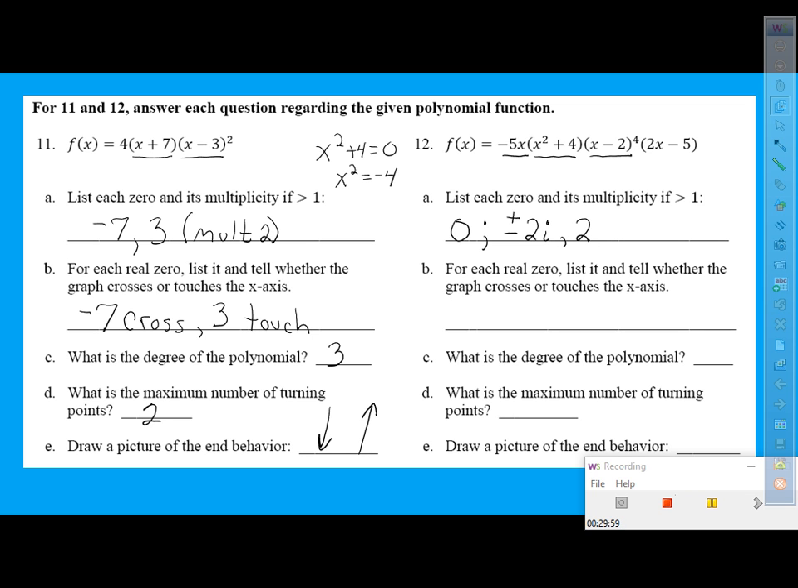Set this one equal to 0. I'm going to get a 2. Set this one equal to 0. I'm going to get 5/2. Now my part B says for each 0, list it and tell whether the graph crosses or touches. Well, let's pick on the one that crosses. 0 crosses. 5/2, both of those cross. How about the 2? The 2, it definitely touches the x-axis.